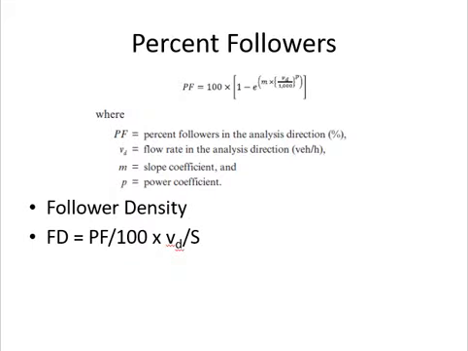The next thing you calculate is percent followers, and again there's an equation. We have E, M, VD, and P. Now what is VD? It is the flow rate in your direction.